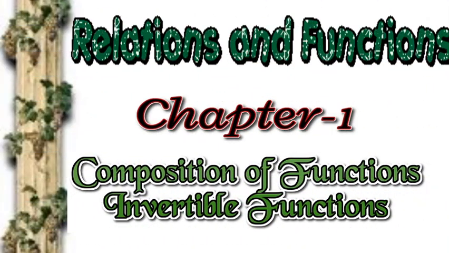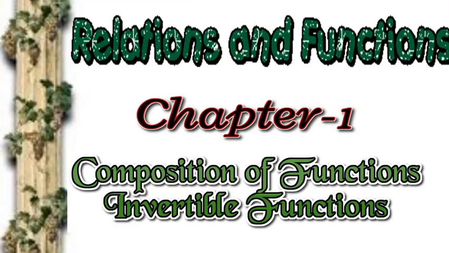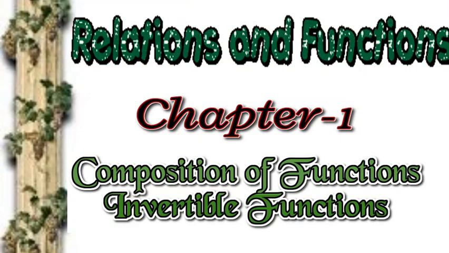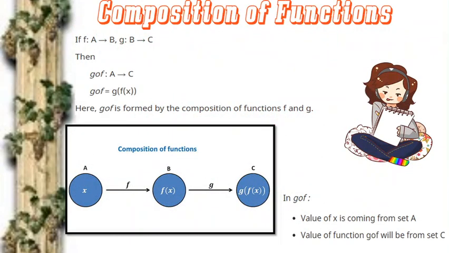In today's video, I will discuss two main topics: composition of functions and invertible functions. Let's understand the meaning of composition of functions. Let's say we have two functions, f defined from A to B, and function g defined from B to C. Then their composition, gof, will be defined from A to C, and that's how we write it. gof means g of f(x), and this gof function is formed by the composition of functions f and g.